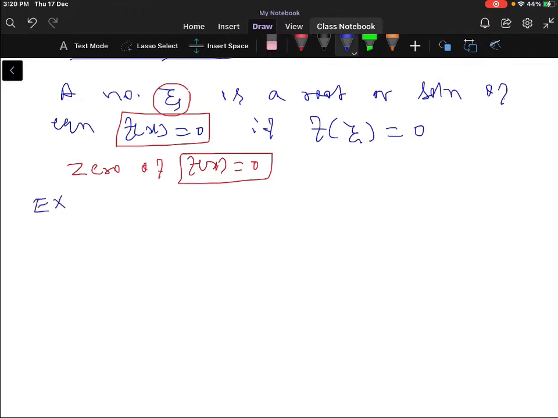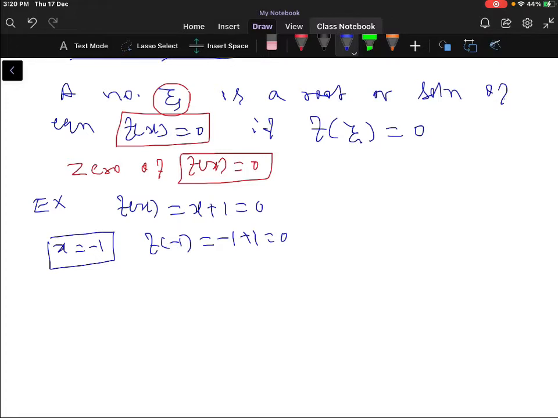For example, let f of x equal to x plus 1 is equal to 0. For x equal to minus 1, f of minus 1 is equal to minus 1 plus 1, which is 0. Therefore, x equal to minus 1 is a root of the equation x plus 1 is equal to 0. So minus 1 is a zero of x plus 1 is equal to 0.